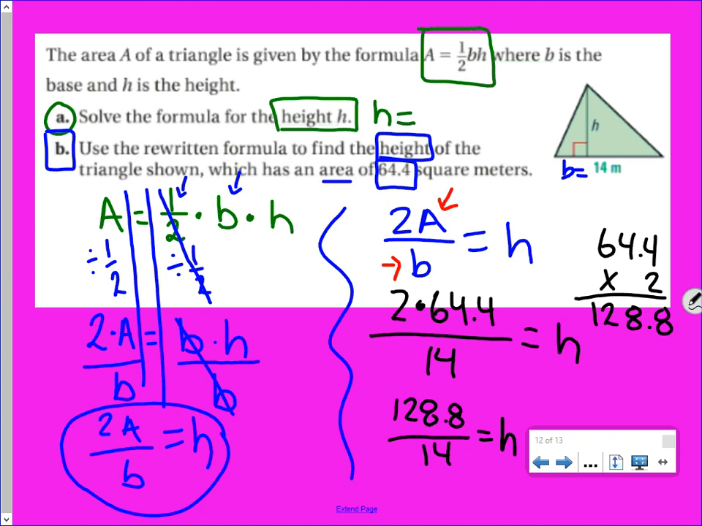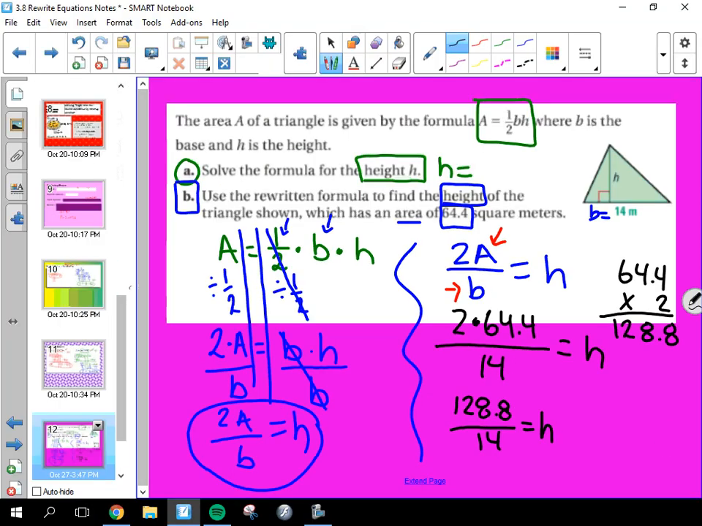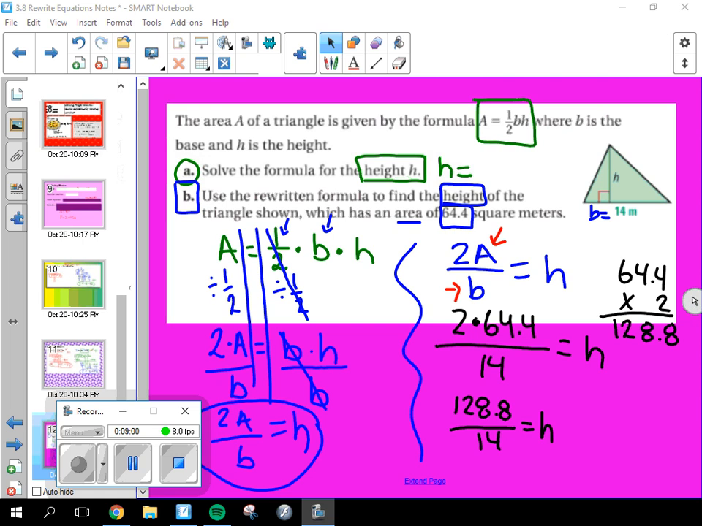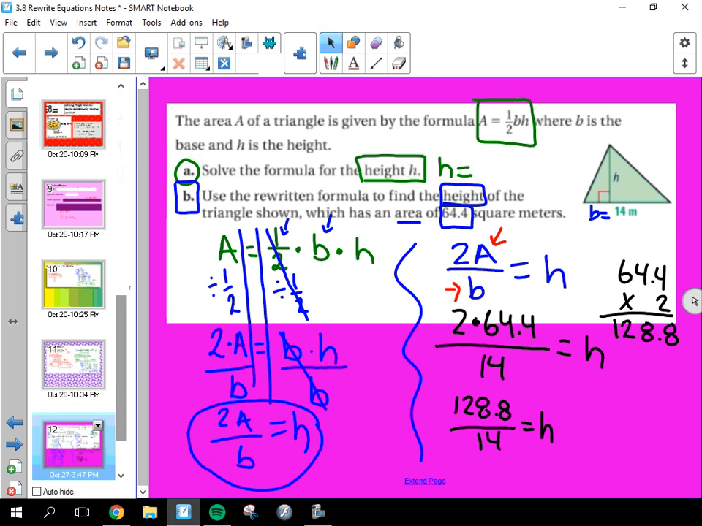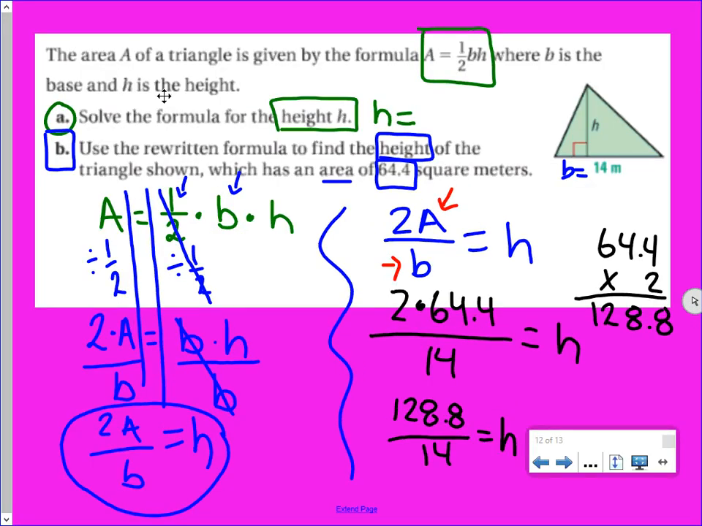If we do our division, 14 goes into 128.8 9.2 times. So H equals 9.2. So now we know the height of our triangle is 9.2 meters.